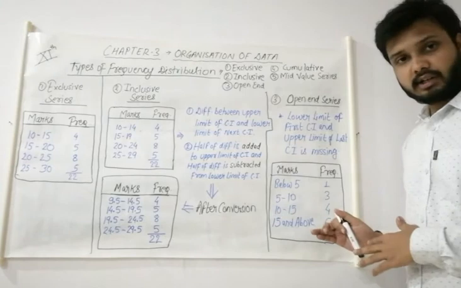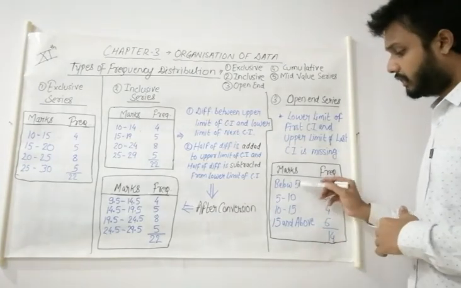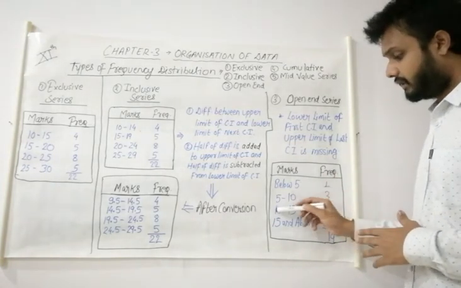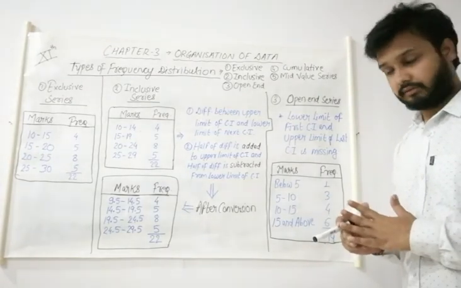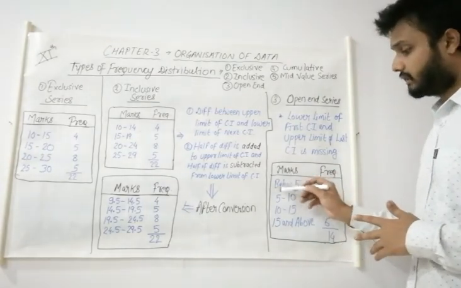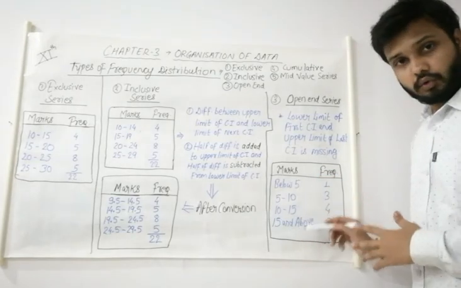If we want to convert this, we can easily convert by looking at the difference. 5 to 10, 10 to 15 is given, so we can assume that the difference is 5. Okay, so here we can write 0 to 5 and 15 to 20.